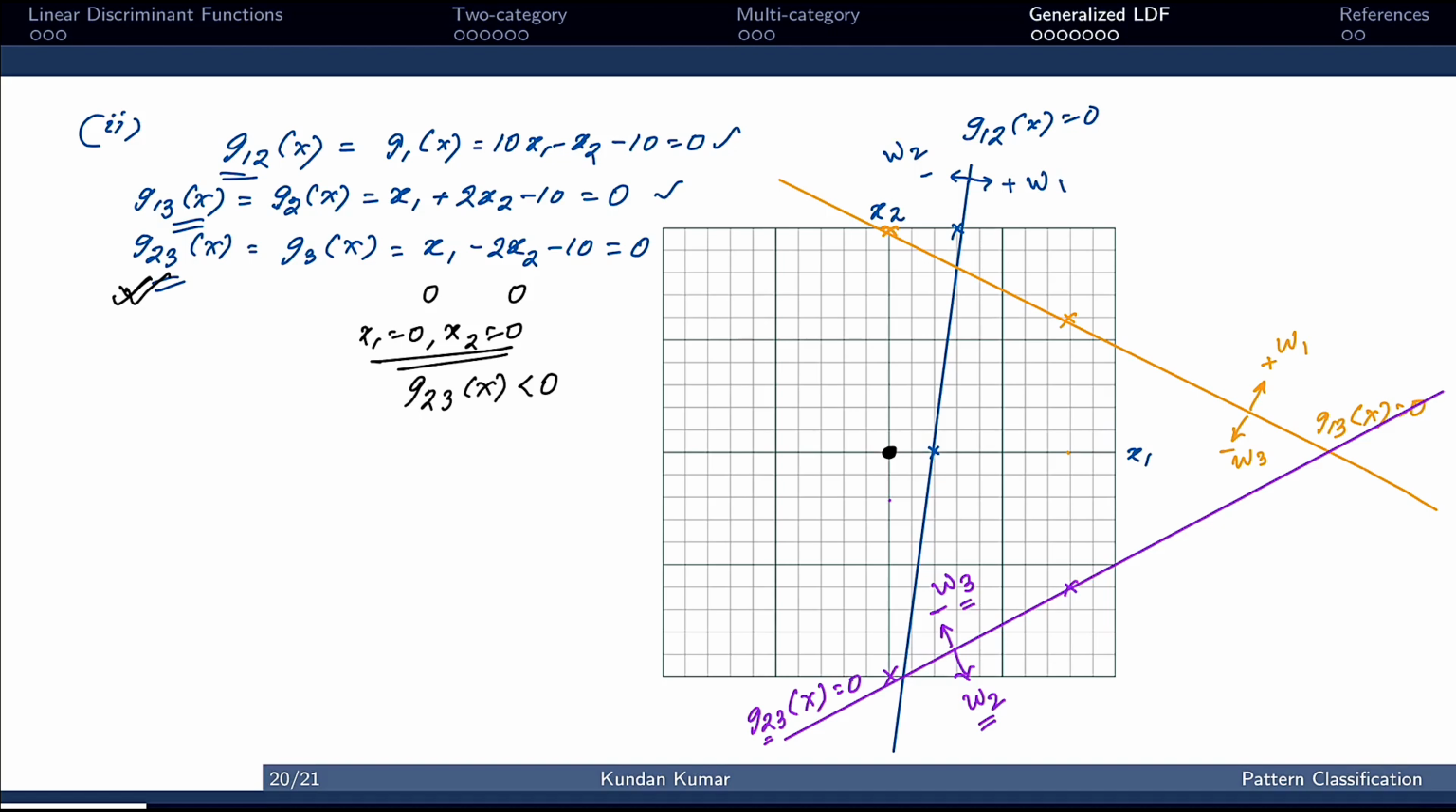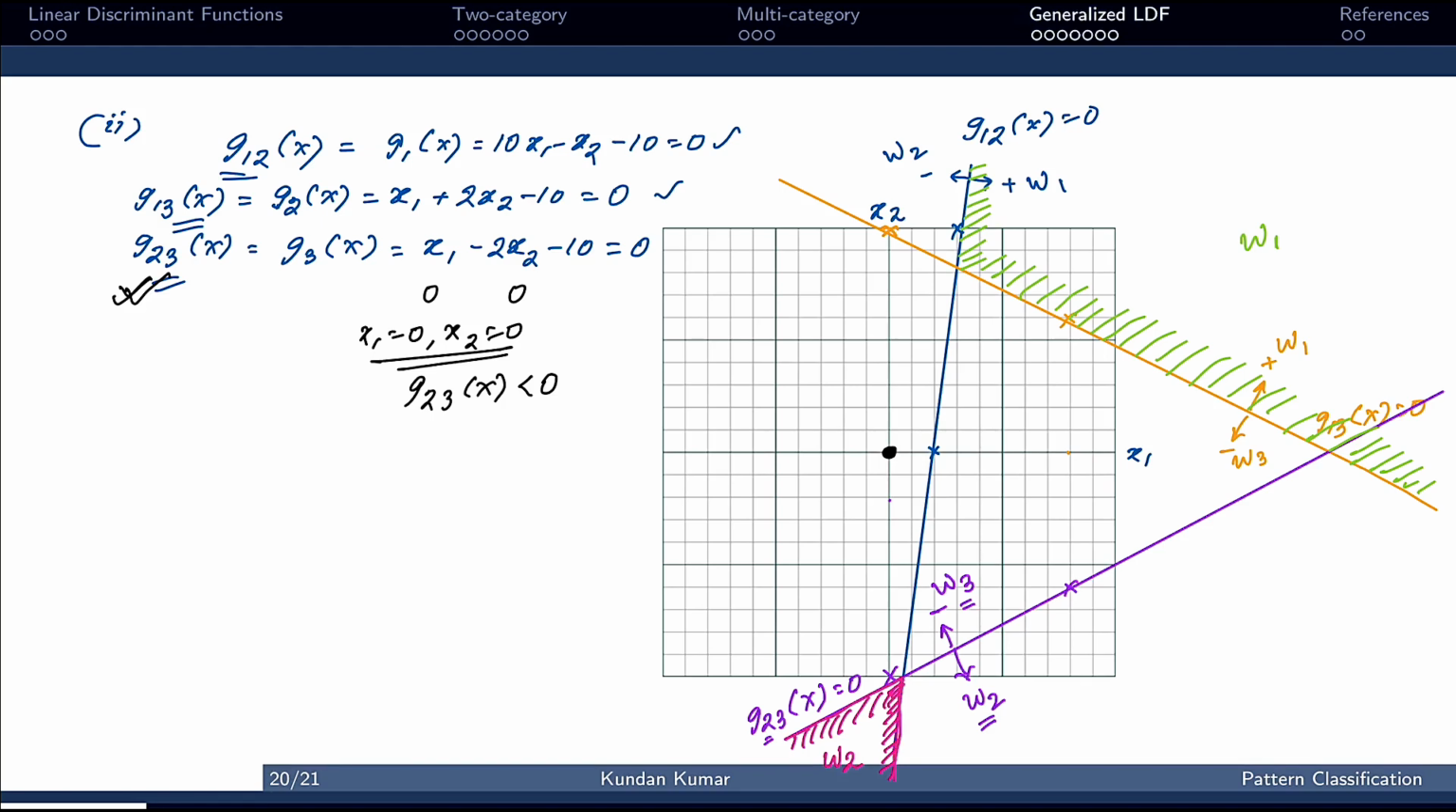Now we have to look at the common region where two decision surfaces are satisfied for a single class. This decision surface is satisfied for omega 1 and this decision surface is satisfied for the same class omega 1. It means this is the omega 1 class region, and this region is omega 2 by g12(x) and this region is omega 2. So this is omega 2, which is defined by these two decision surfaces.